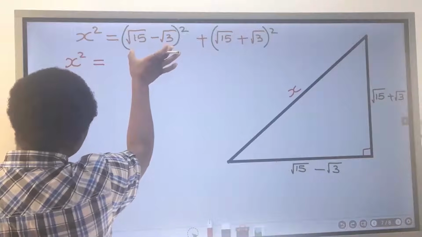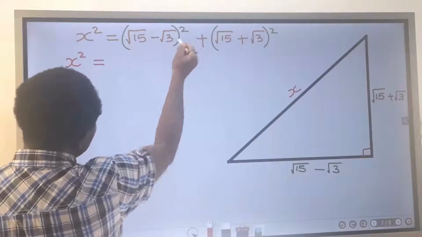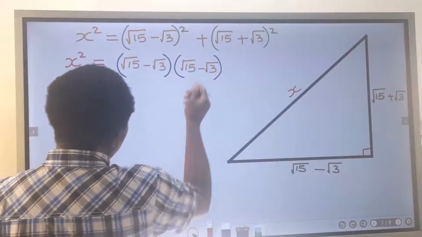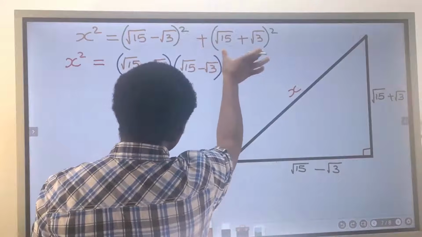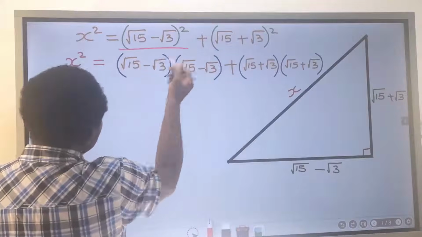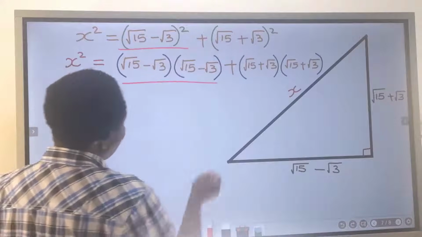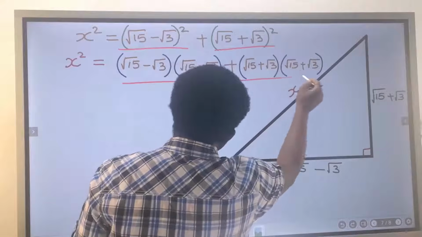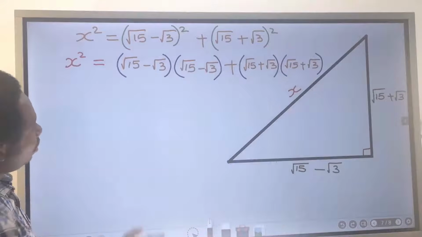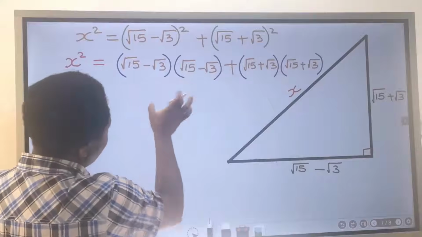I'm going to open this bracket twice. That's the meaning of the squared. Likewise, I will open this up twice. That means this is now this. Likewise, this becomes this. Next, we're going to expand this bracket.